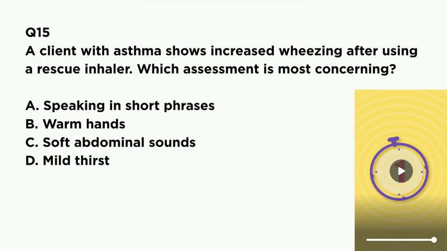Okay, so the correct answer for 15 is letter A. Difficulty speaking signals worsening airway obstruction. B is incorrect because hand temperature does not evaluate airway status. C is incorrect because abdominal findings are not relevant. And D is also incorrect because thirst does not reflect respiratory decline.